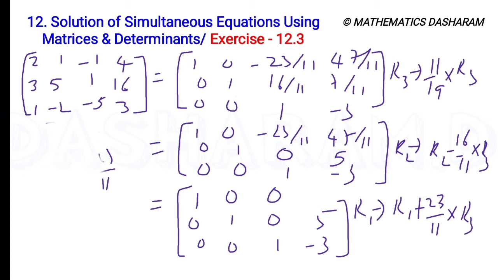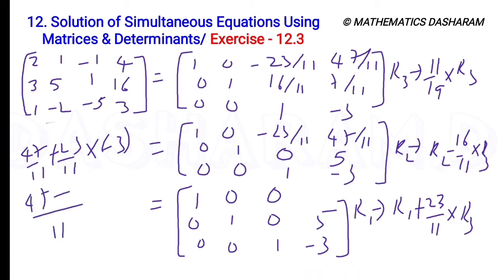Now the final answer. Here R1 is what? 47 by 11. So 47 by 11 plus 23 by 11 into R3. What is that? Minus 3. So here minus 3, so 11 is the LCM. So 47 minus 3 threes are 9, 3 twos are 6. So 47 minus 69. 9 minus 7 is 2, 6 minus 4 is 2. So minus 22 by 11. 11 ones are, 11 twos are.